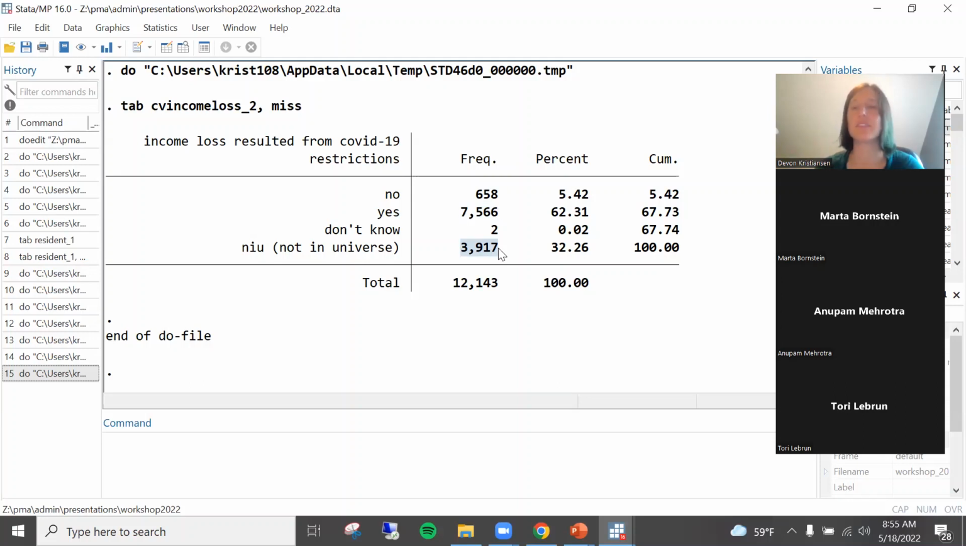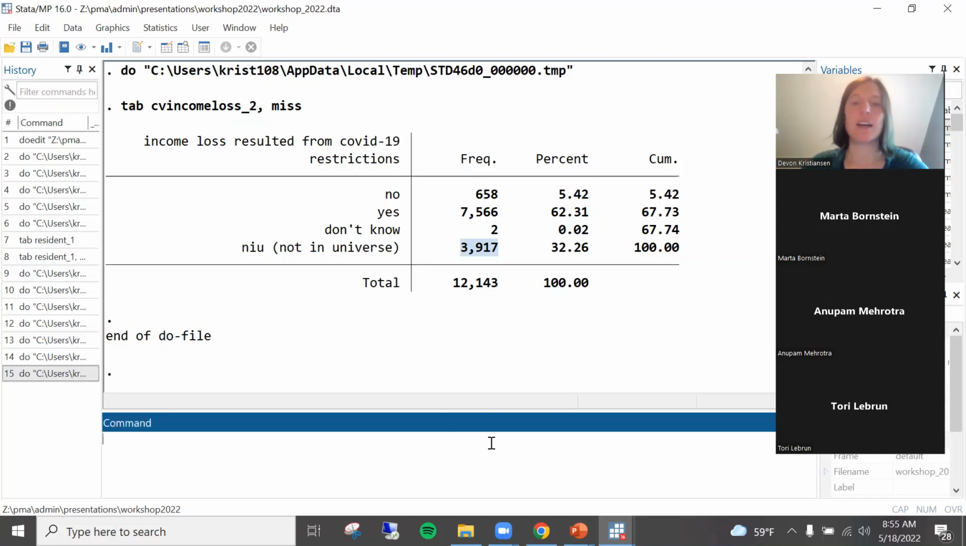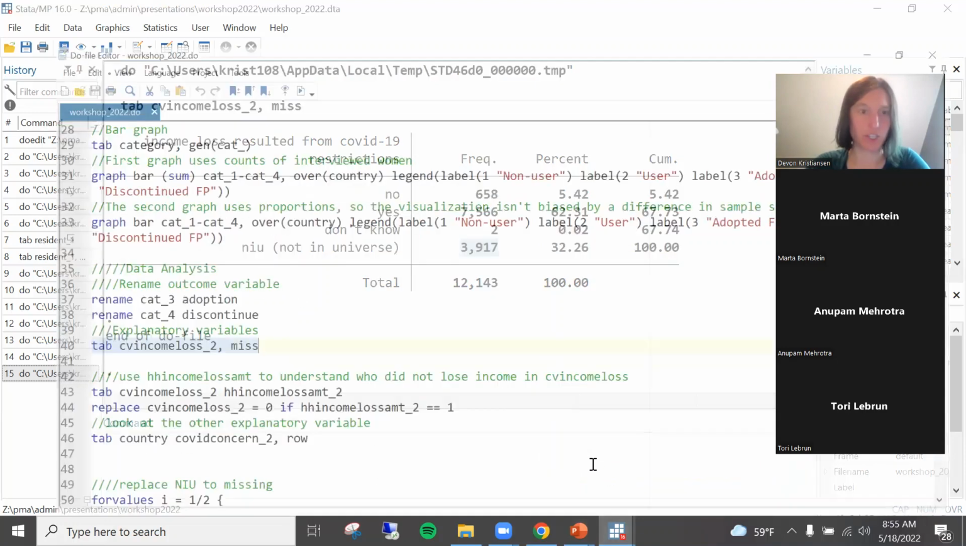So we have 2 choices here. We could either make this into a 3-category variable and put that into our model. But for the sake of simplicity for today, the choice that I'm going to make is I'm going to group women whose household did not experience income loss with the women who did experience income loss, but it was not due to COVID. And again, probably not a choice you might make in a paper, but it's easier to interpret a binary for the purposes of this workshop.